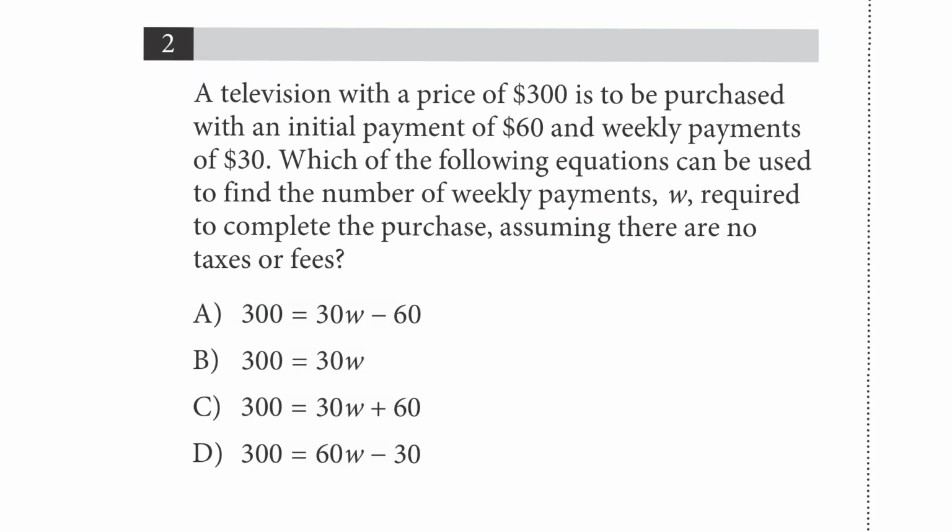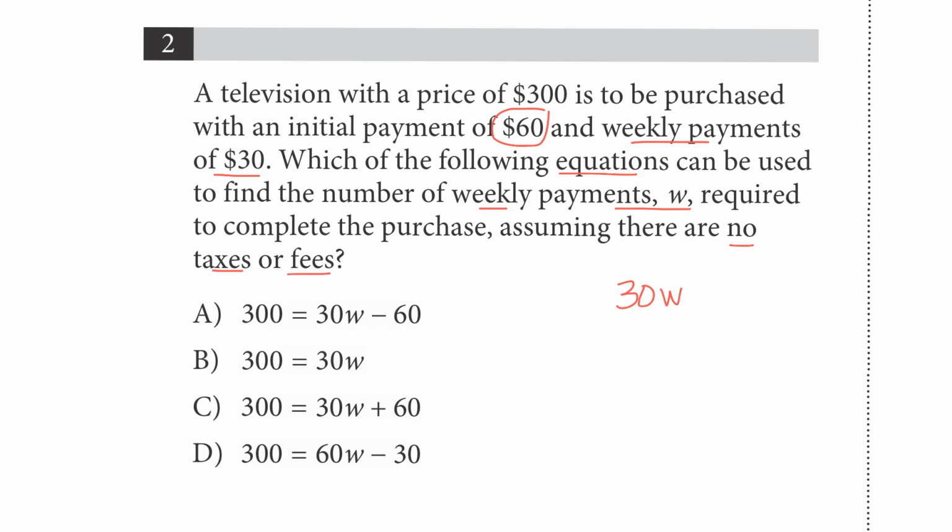Okay, problem number 2. A television with a price of $300 is to be purchased with an initial payment of $60 and weekly payments of $30. Which of the following equations can be used to find the number of weekly payments W? And we know that it's $30 a week, so 30 times W, required to complete the purchase, assuming that there are no taxes or fees.